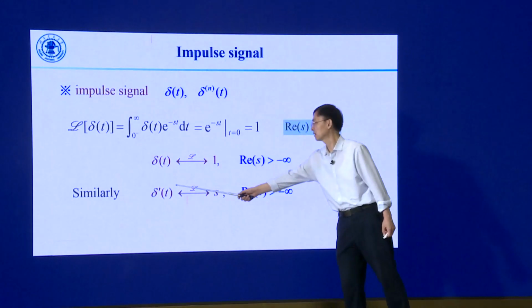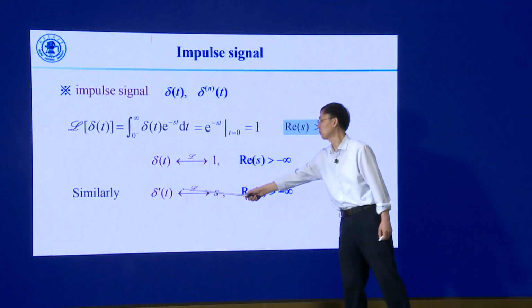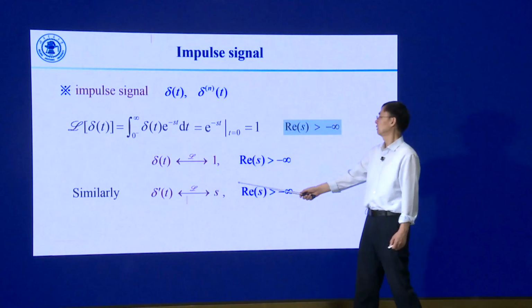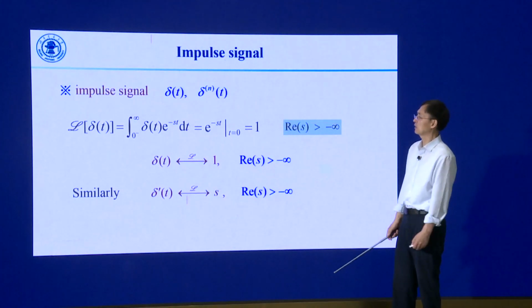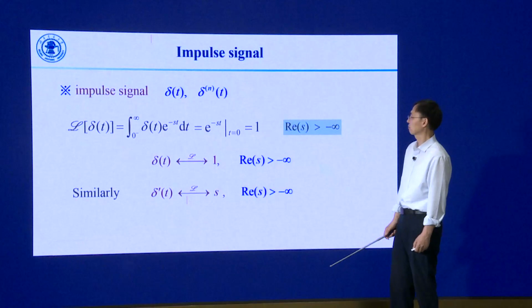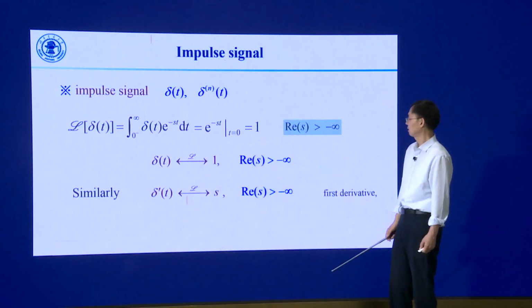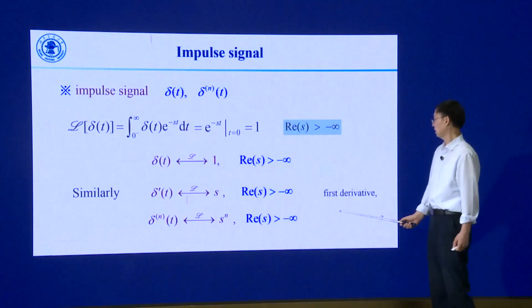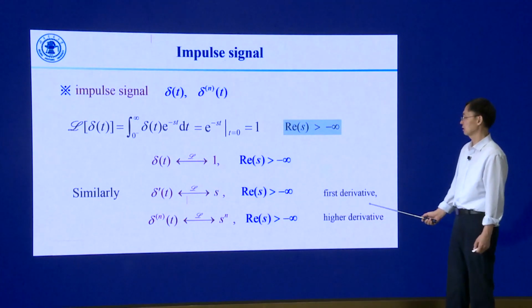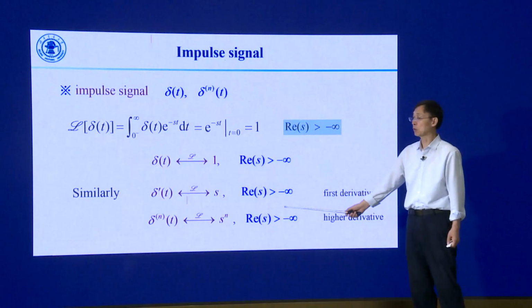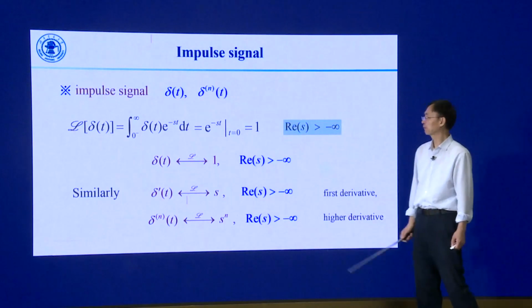Similarly, we can get the first derivative of delta t and its unilateral Laplace transform, and get the higher derivatives of delta t and their unilateral Laplace transforms.